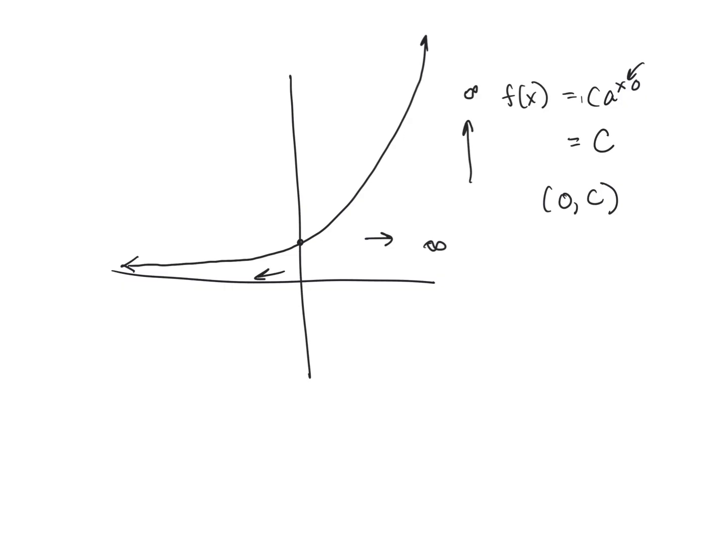As x goes this way to negative infinity, this is never going to cross 0. It's never going to be negative, because all you're basically doing as you go to negative infinity is 1 over a large number. So a to the x would be 1 over a large number. 1 divided by large is close to 0, approximately 0. Okay?